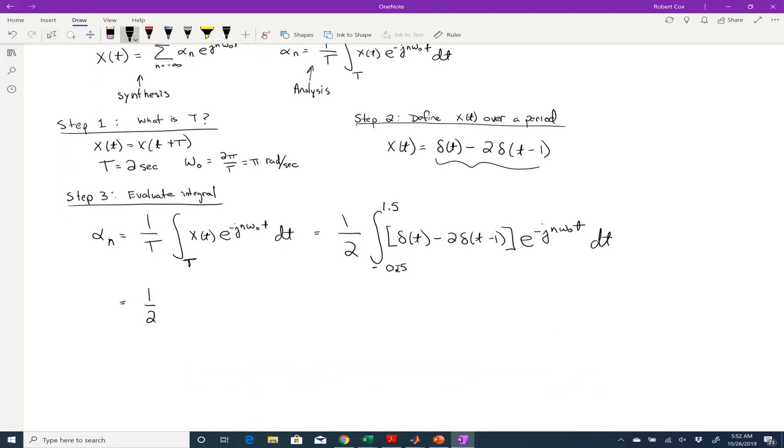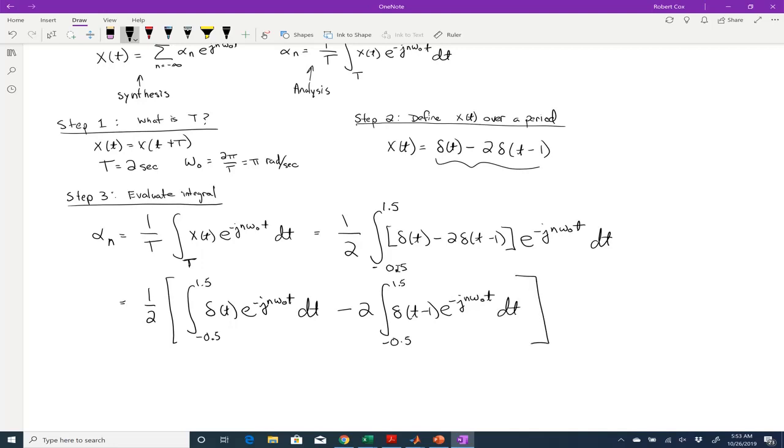this becomes 1/2, let's break it up into 2 integrals. So from negative 0.5 to 1.5, delta t e to the negative j n omega naught t dt, minus 2 times the integral from negative 0.5 to 1.5 of delta t minus 1 e to the negative j n omega naught t dt, like so.